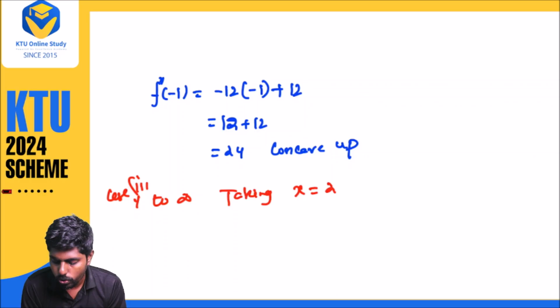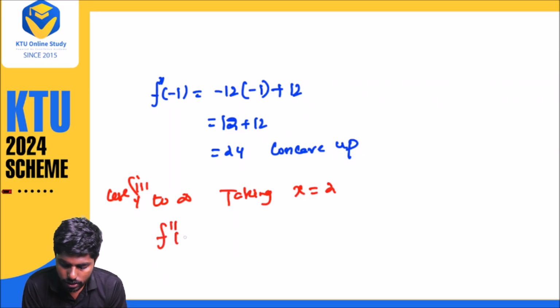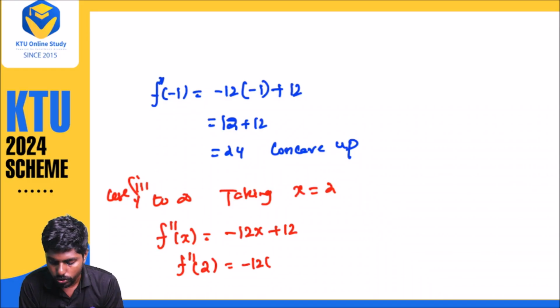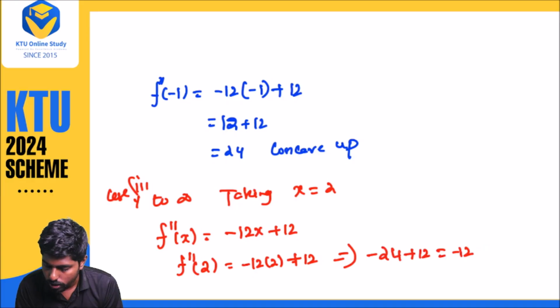x is equal to 2, I am taking. So what will happen? f double dash of x is equal to minus 12x plus 12. If I take 2, what will happen? Minus 12 into 2 plus 12, that is minus 24 plus 12, that is nothing but minus 12. So minus 12 is less than 0.